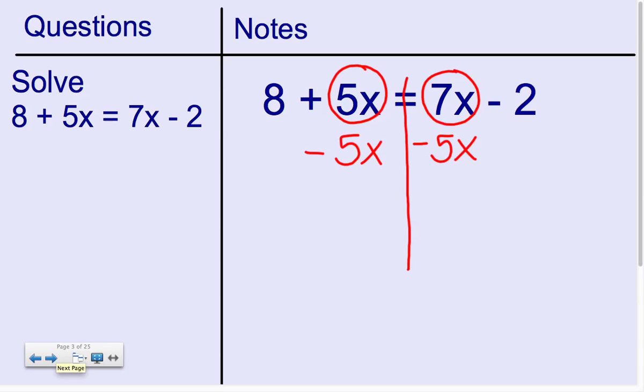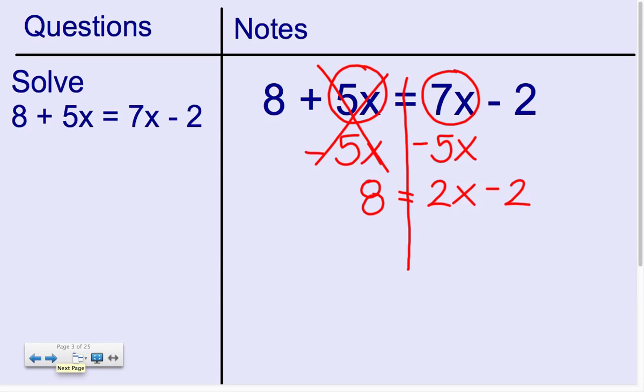Now I know that 5x and negative 5x make 0. And the x goes away as well, because if you have 5 x's and you take away 5 x's, you're left with nothing. So you don't want to have that x there, because that would mean that it's 1. When we don't get 1, we end up with 0. So I'll bring down the 8. 7x minus 5x is 2x. And then I bring down the minus 2.